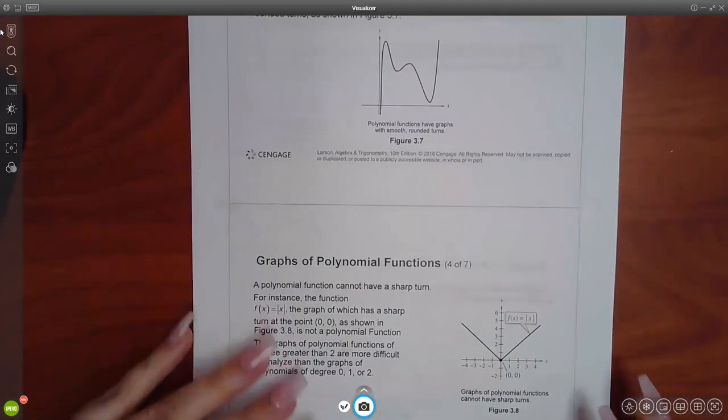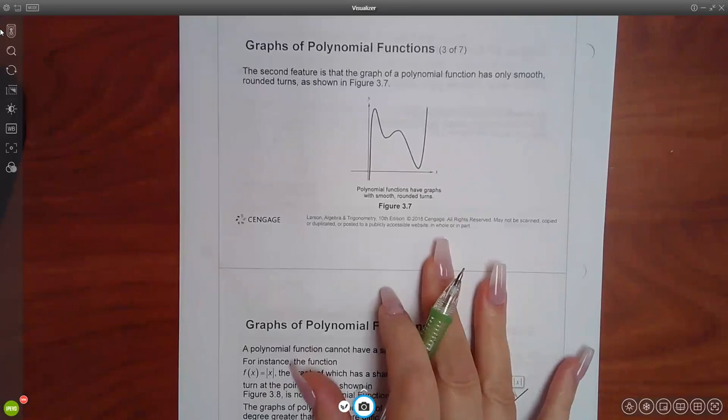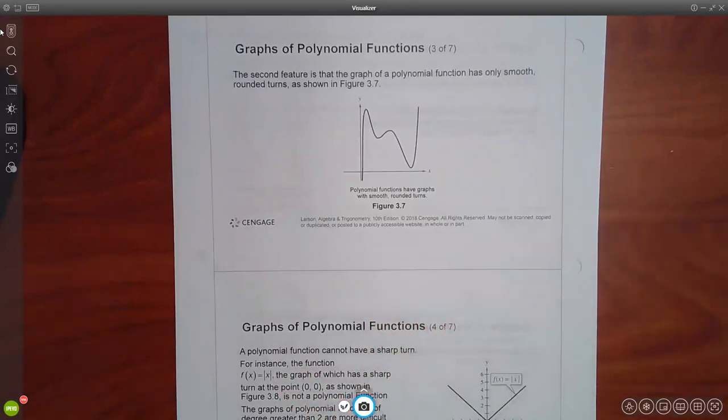Okay, so there might be some problems in your homework that just literally ask you, is this continuous, yes or no? Okay, and so you're just looking for those holes, gaps, or breaks. If you see them, no. If you don't see any holes, gaps, or breaks, the answer is yes.